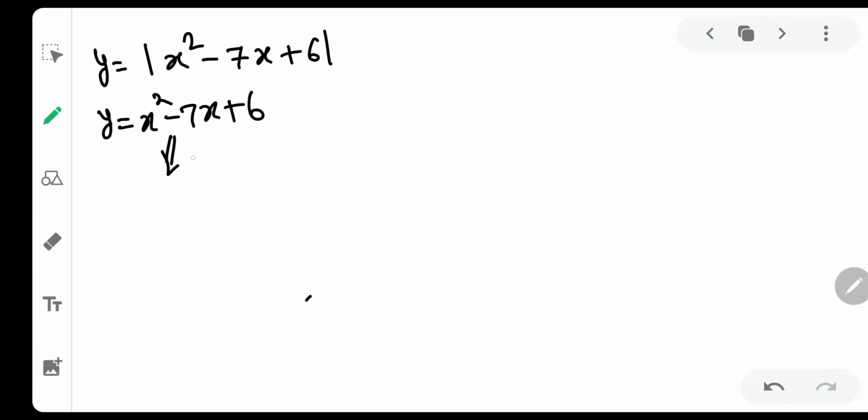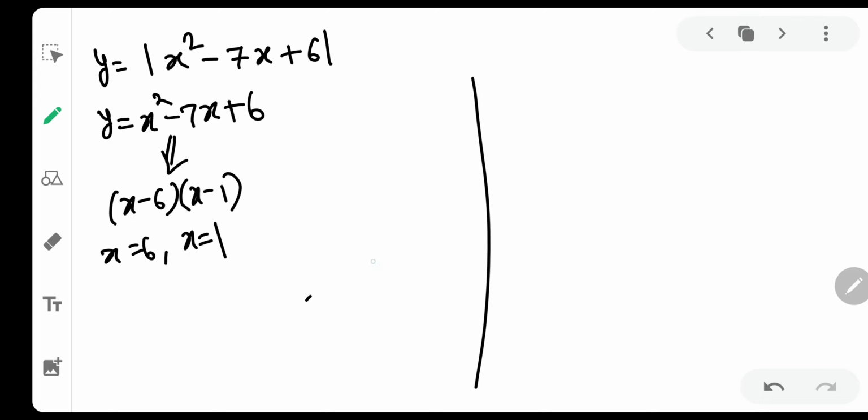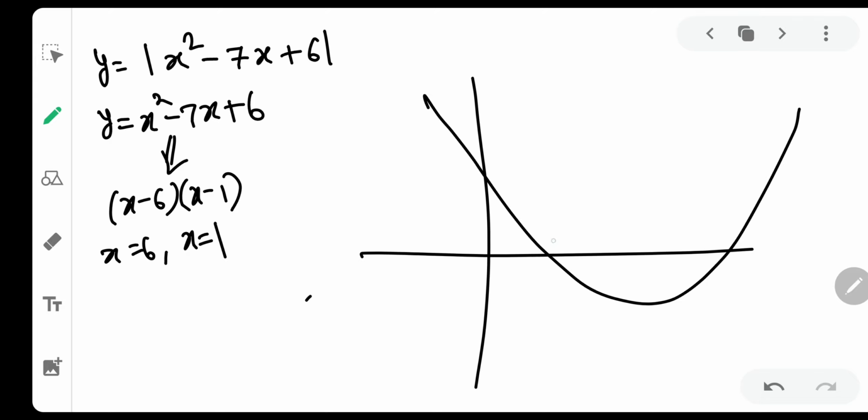So y is equal to mod of x square minus, let us say we take, 7x plus 6. Okay, so again we will apply the same logic. First we will draw the graph of x square minus 7x plus 6. The factors of this are x minus 6 and x minus 1. So x equal to 6 and x equal to 1. Okay, so the graph will be looking something like this. Very good. So this will be 1 comma 0 and this will be 6 comma 0.